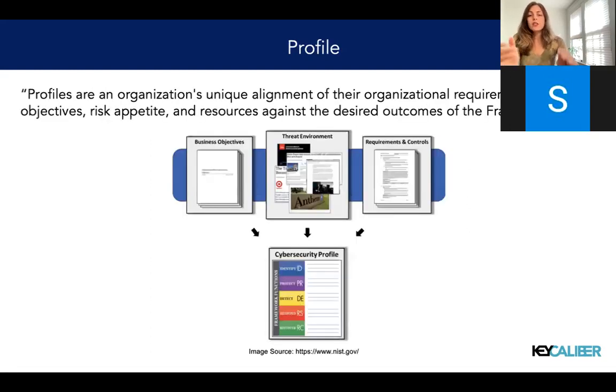And then the profile is just looking at all of the categories and the posture and state for an organization in all those categories. And of course, you can create the current state profile as well as the aspirational target state profile.